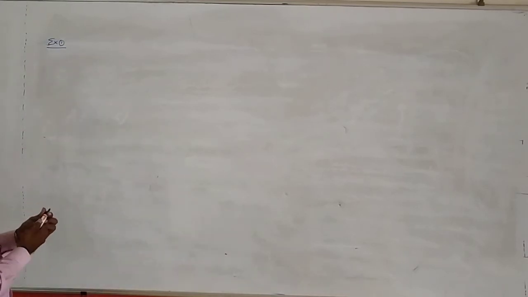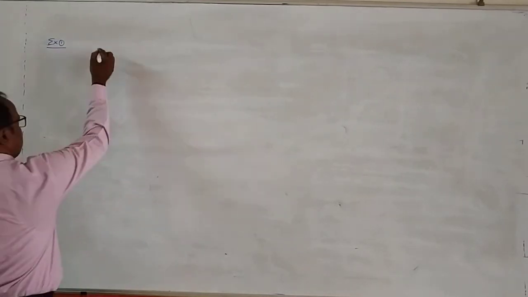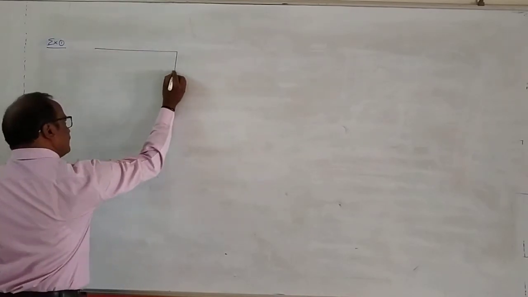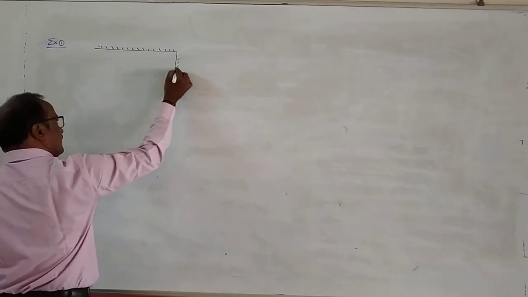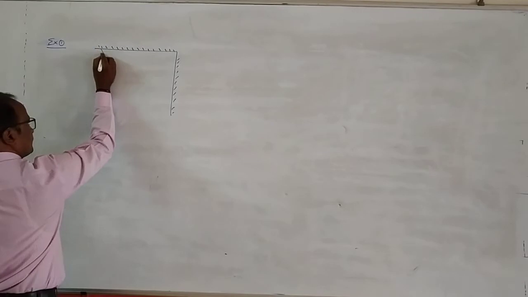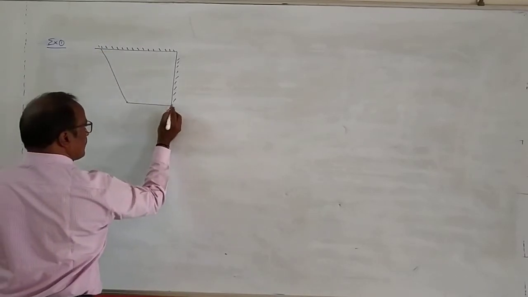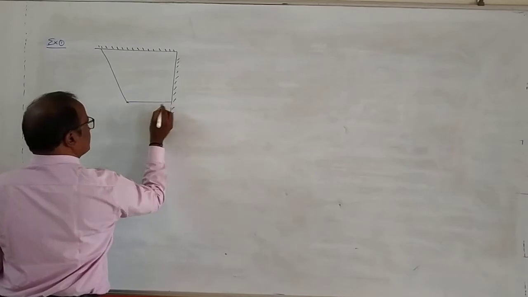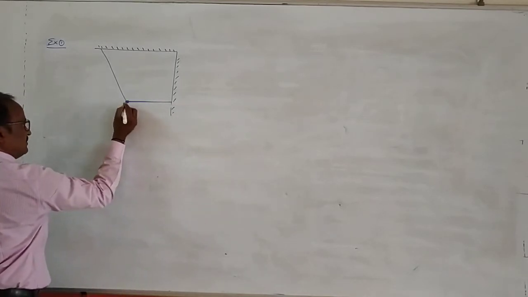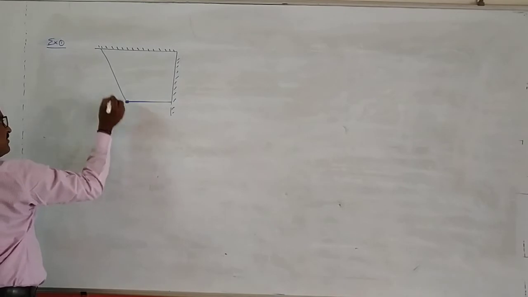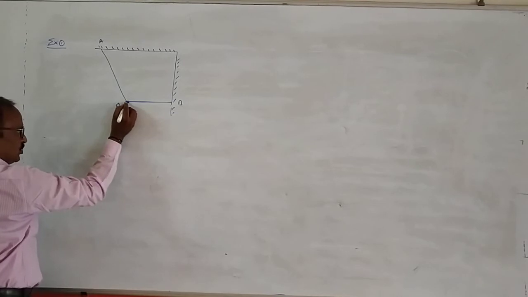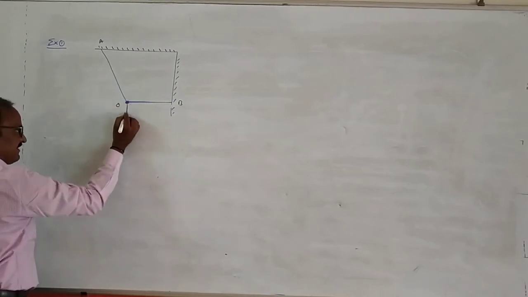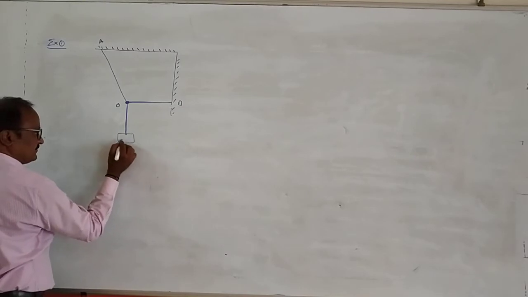example 1. Suppose it is given in this diagram here. It is a string connected in between A and B, and at the point O there is a weight W suspended from the wire.